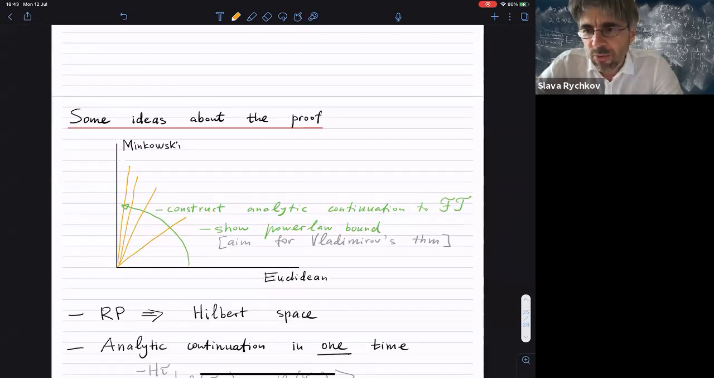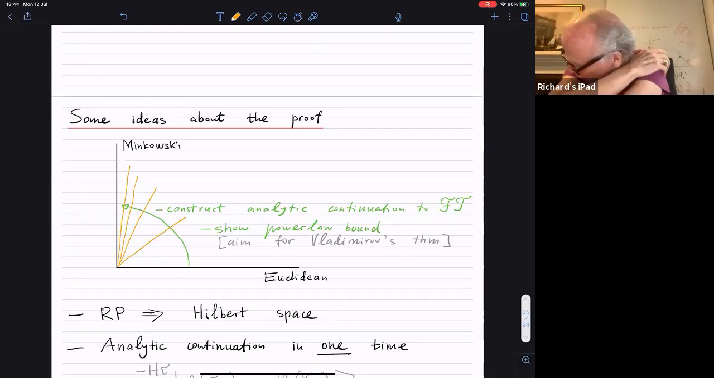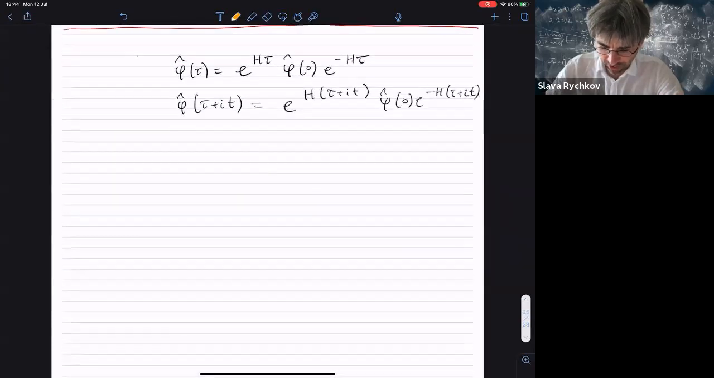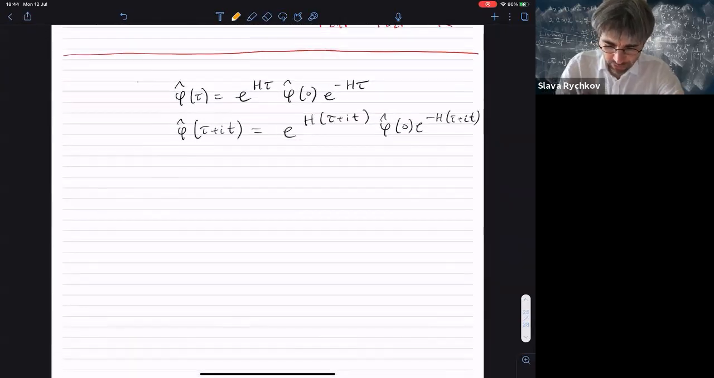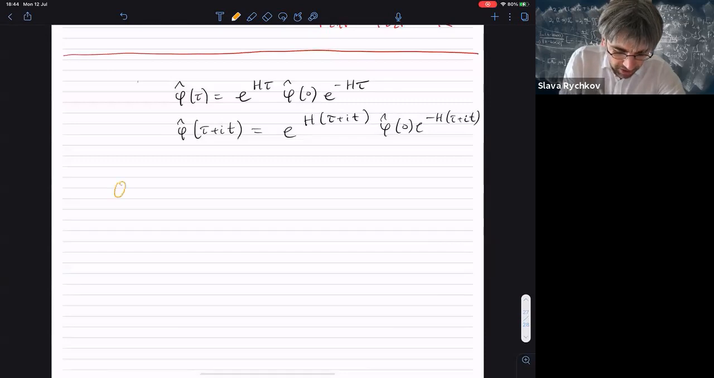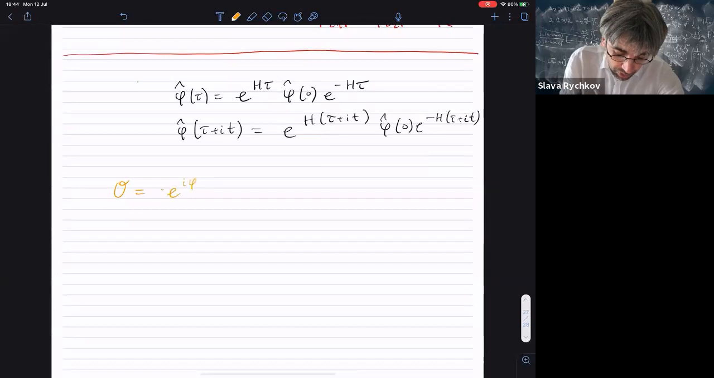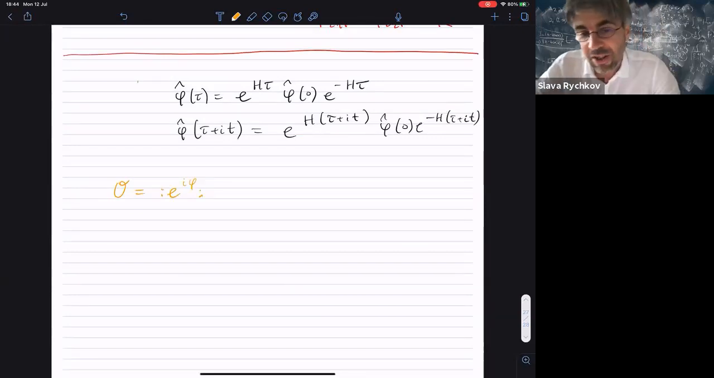I think you are trying to direct this discussion into the path integral point of view. Yeah, here we are really dealing with our phi. I didn't have phi, I had O. And O can be, for example, e to the i phi in some free theory.